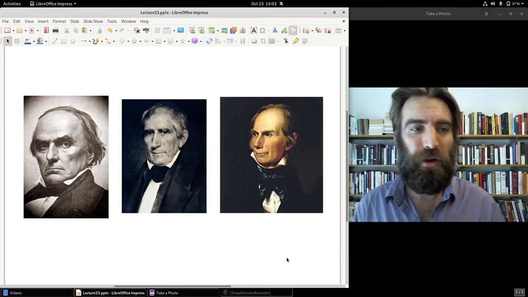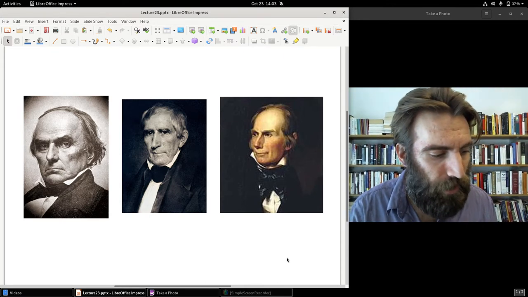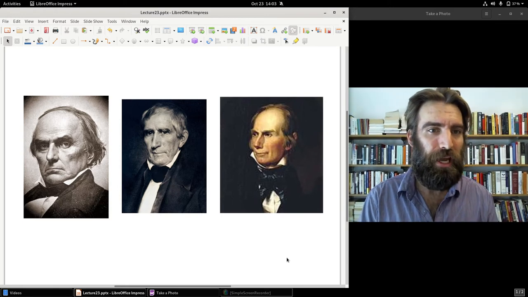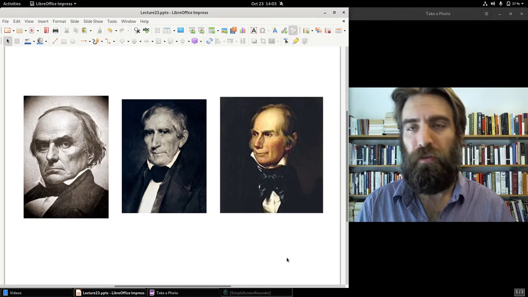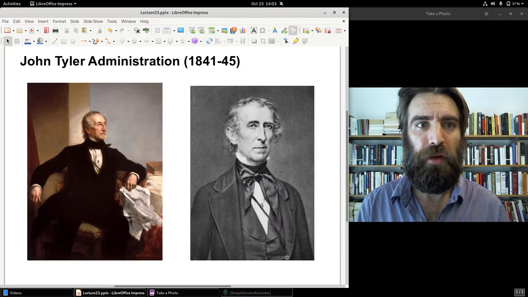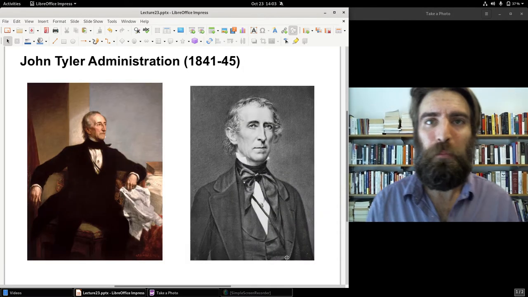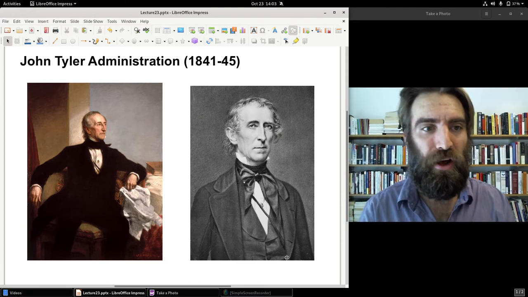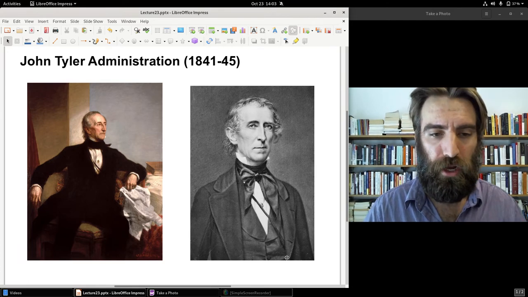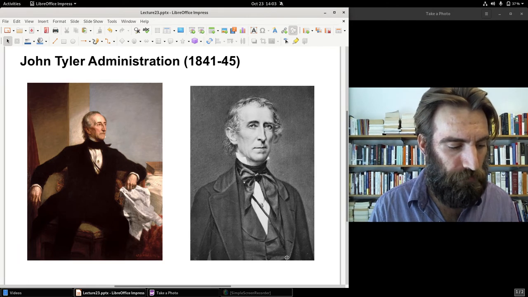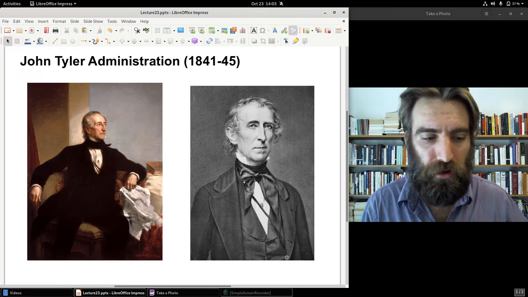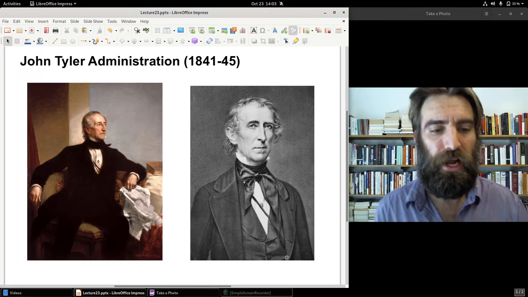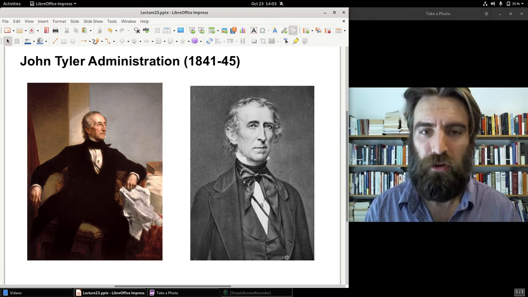Unfortunately for Clay and for Webster, Harrison delivered a lengthy inaugural speech in rain in March of 1841 and died of pneumonia a month later, leaving this man to become President of the United States. Clay cannot believe it. Okay, all right. Calm down, everybody. It's okay. John Tyler, he's not going to obstruct our program. He'll be loyal. It's all right. Not our number one choice here, but we'll make do.